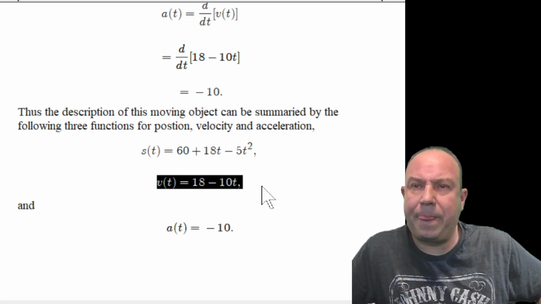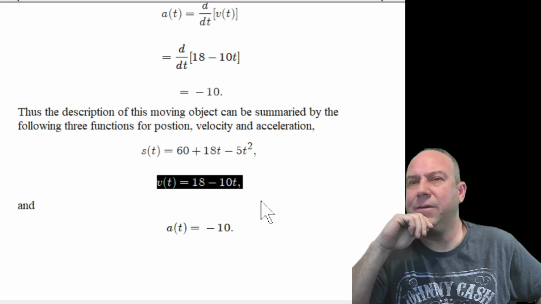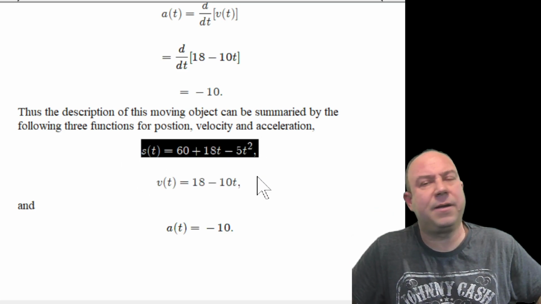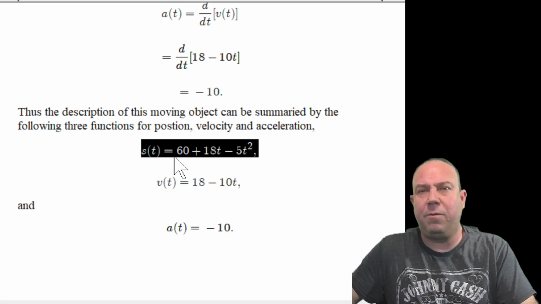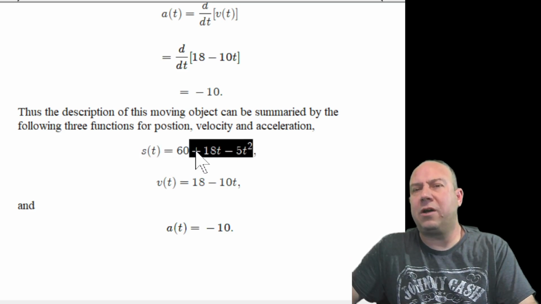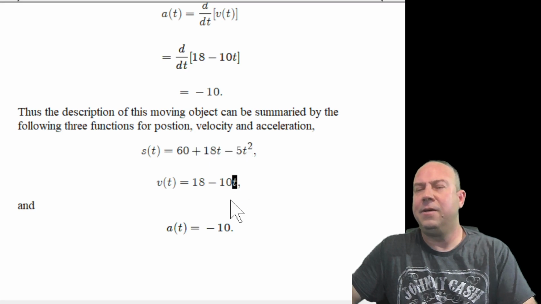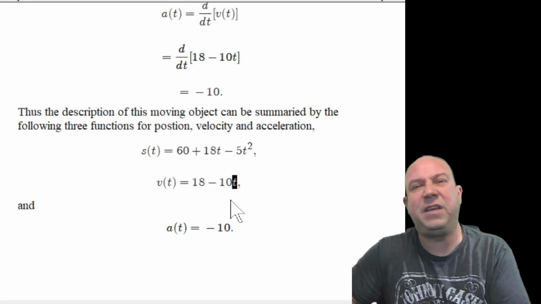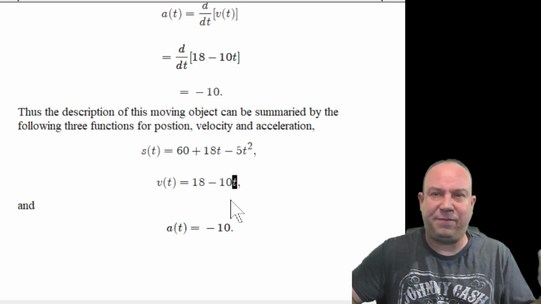Velocity is linear. It's 18 minus 10t. And position, it's parabolic, quadratic. It's quadratic in its behavior. And again, if we go back to t equal to 0, we note that we're going to be at 60 in position, and if I substitute in 0 here for t, I'd be moving at a velocity of 18 units. If it's feet, maybe it's 18 feet per second. If t was 0, my velocity would be 18 feet per second.